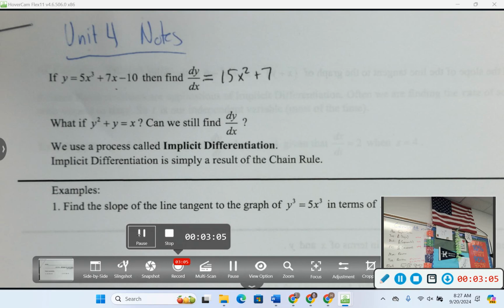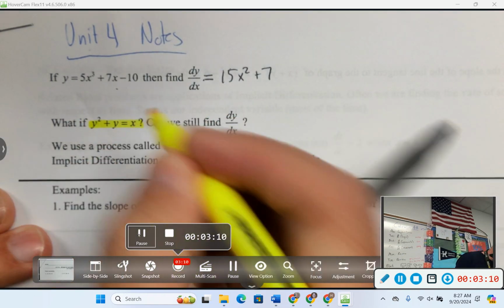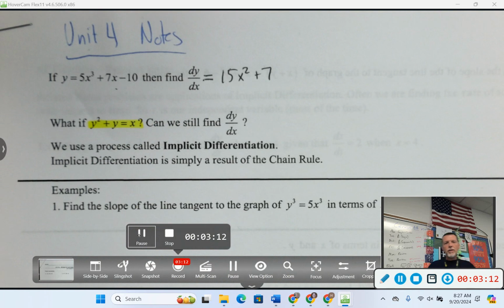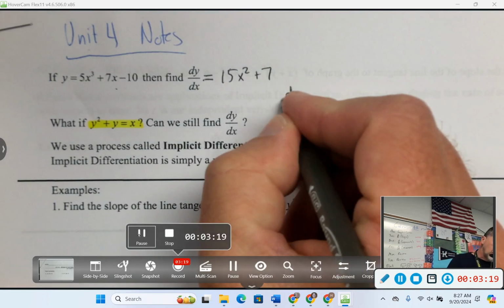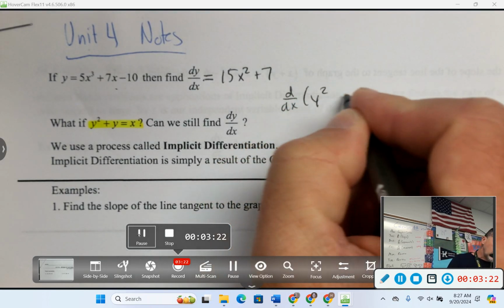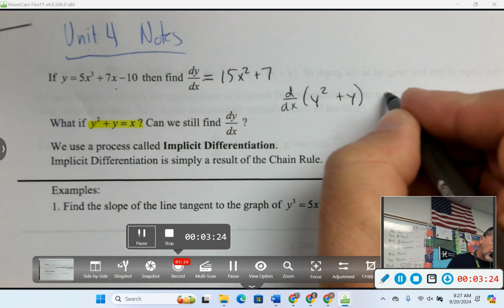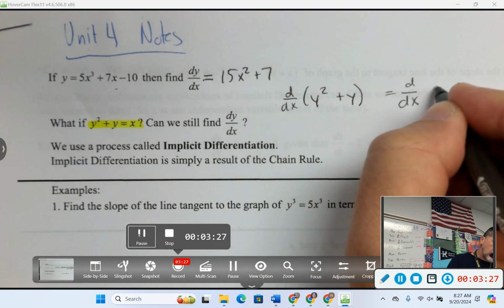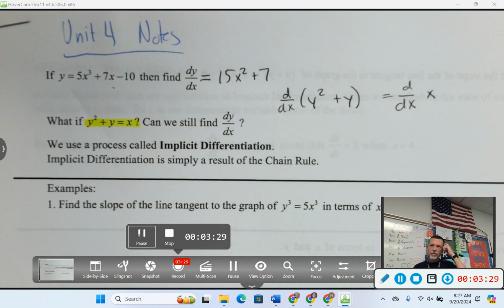Okay. This next one is the whole point of today's lesson. Like, wait a minute. Can I still do dy dx if there's a y squared in my problem? So I want to take the derivative of y squared plus y and the derivative of x. All right, well, the right-hand side's easy, right? The derivative of x is 1. But think back to the triangle thing. What do you think the derivative of y squared is? See if we just jump right in and get this.